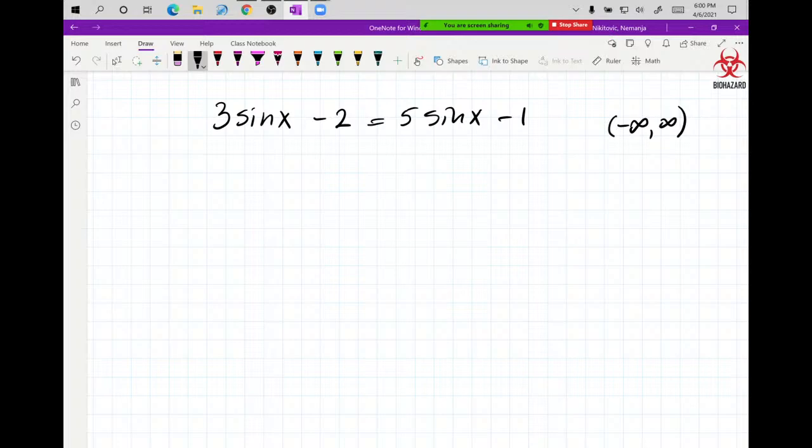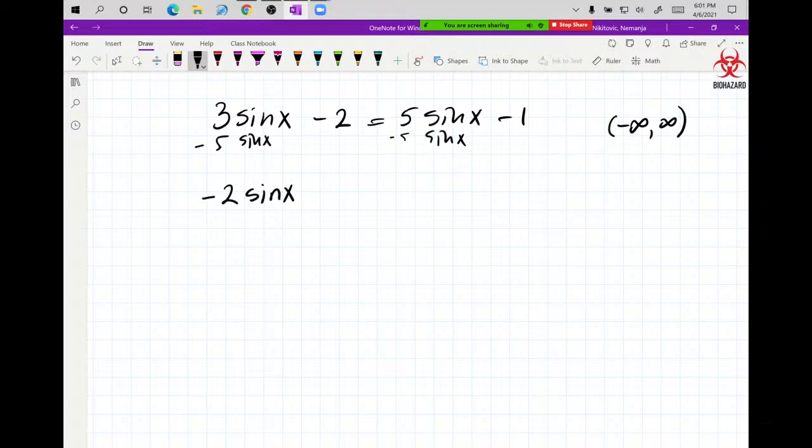All right, so how do we do this? Well, the same as basic algebra equations. You will put all of your variables on one pile, all the numbers on the other pile. So we're going to subtract 5 sine x on both sides, and get negative 2 sine x.